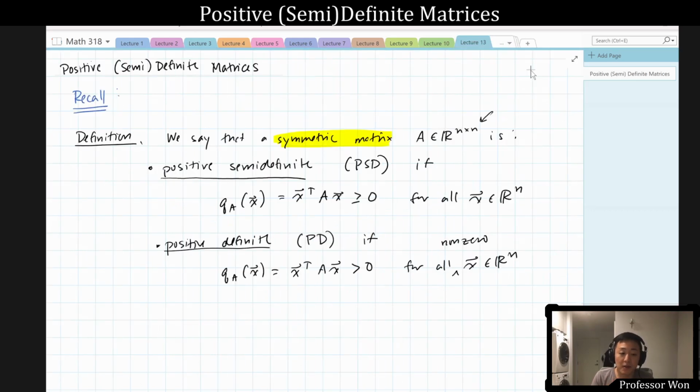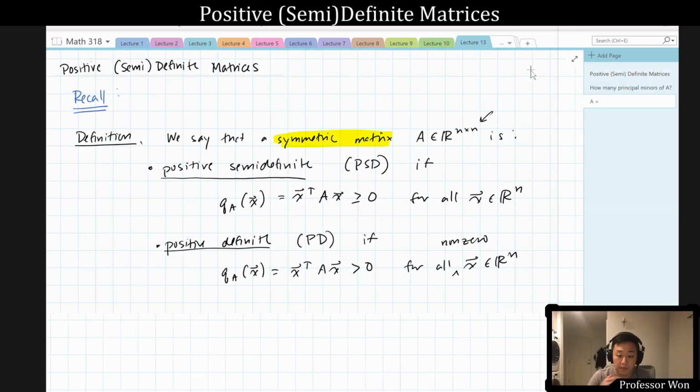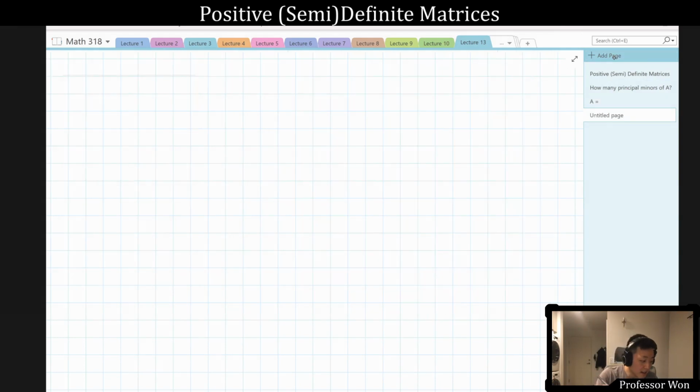Let's go back to the definition we had before. Now we're going to state a theorem that gives us a bunch of different conditions that are equivalent to being positive semi-definite, and one for positive definite as well. Here is the positive semi-definite one first. So this is a definition and theorem.